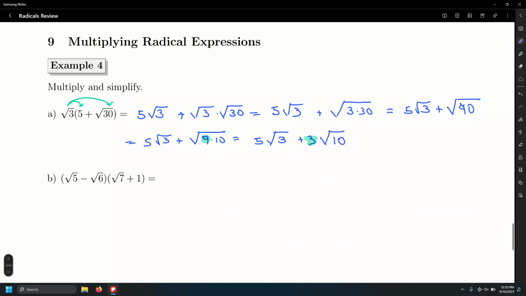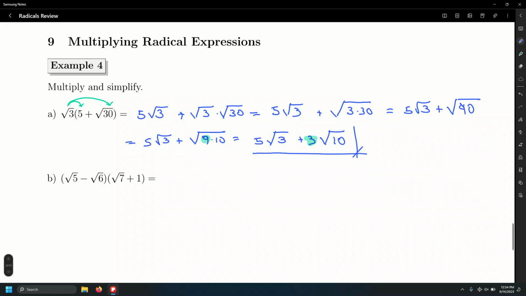And in this case, can we combine these? For instance, 5 plus 3 equals 8, root of 13, can we do this? No, we can't do that. So the final answer is 5 root of 3 plus 3 root of 10. The reason we can't combine these together is because, yes, these radicals have the same index. However, the condition is not just to have the same index, but also the same radicand, that is the same quantity inside of the radical.